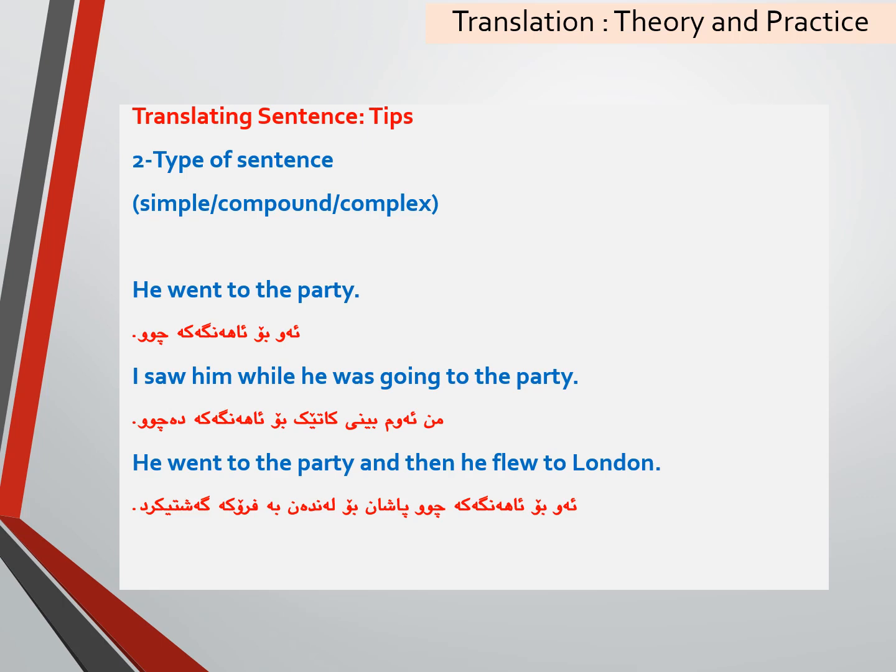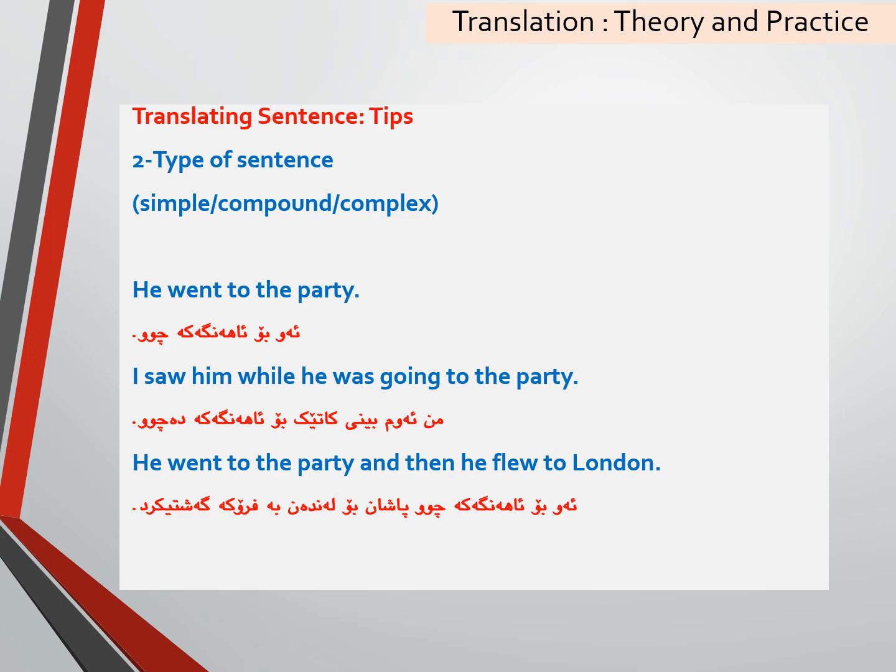You can also change the complex sentence by changing the place of the sentences and using some kind of transitional expressions or linking verbs or linking adverbs or expressions like then. For example, you can say pash away چوو بۆ ئاهەنگەکە اینجا بۆ لەندەن بە فڕۆکە گەشتی کرد. بە فڕۆکە بۆ لەندەن گەشتی کرد pash away چوو بۆ ئاهەنگەکە. You see how many different versions of the same sentence we have? But that's after we know that it is a complex sentence.